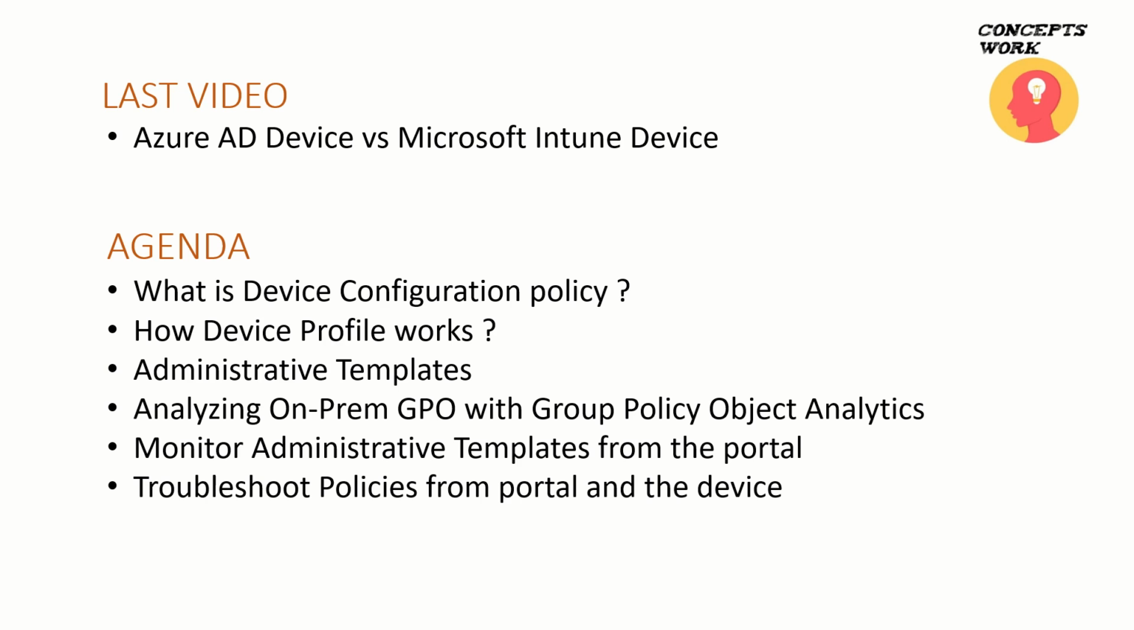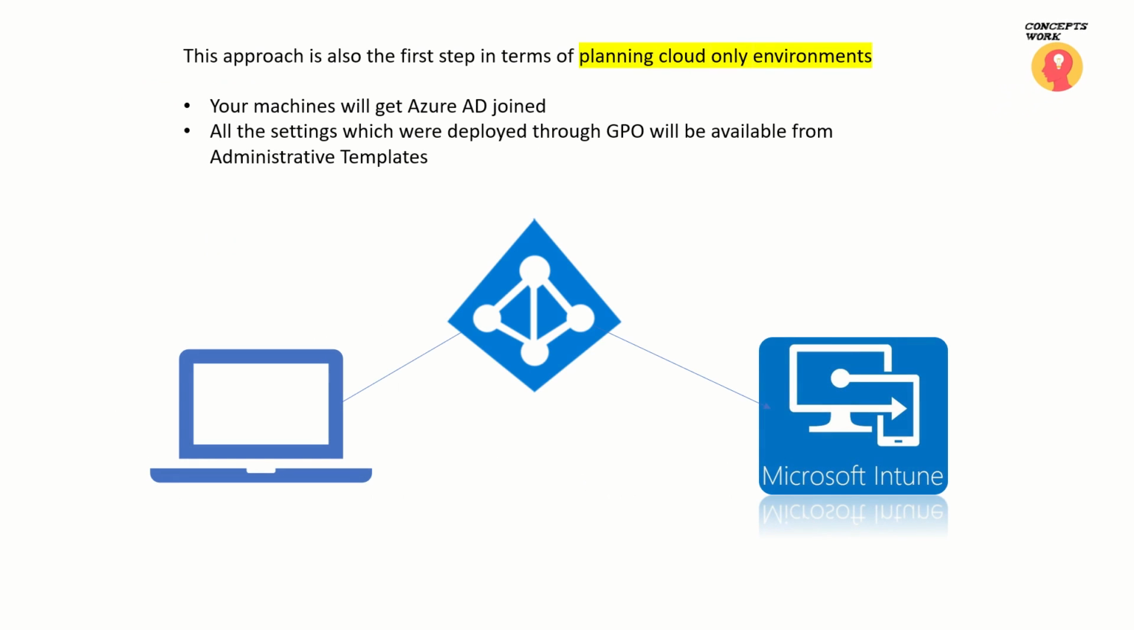If we talk about the traditional method wherein we were getting the machines joined to Active Directory and the group policy objects were getting deployed, this step of deploying admin templates can be your first step in terms of planning a cloud only environment. Now, what do I mean by this?